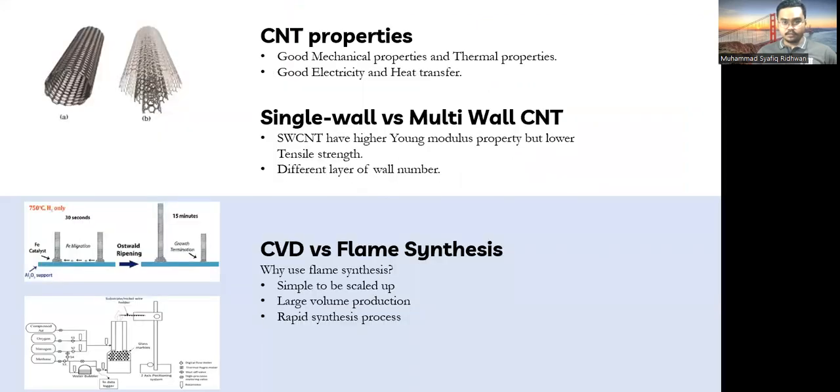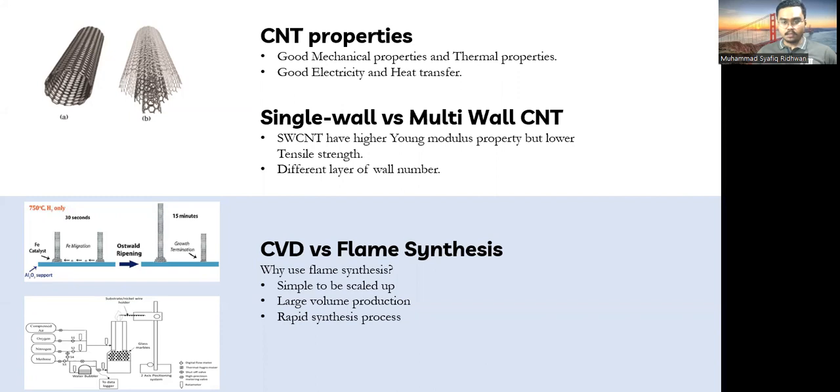CNT has good properties which make it unique compared to other substances because it has good mechanical strength which exceeds stainless steel. Its thermal property is also higher compared to copper. It is suitable for conducting electricity and could act as a heat transfer medium.